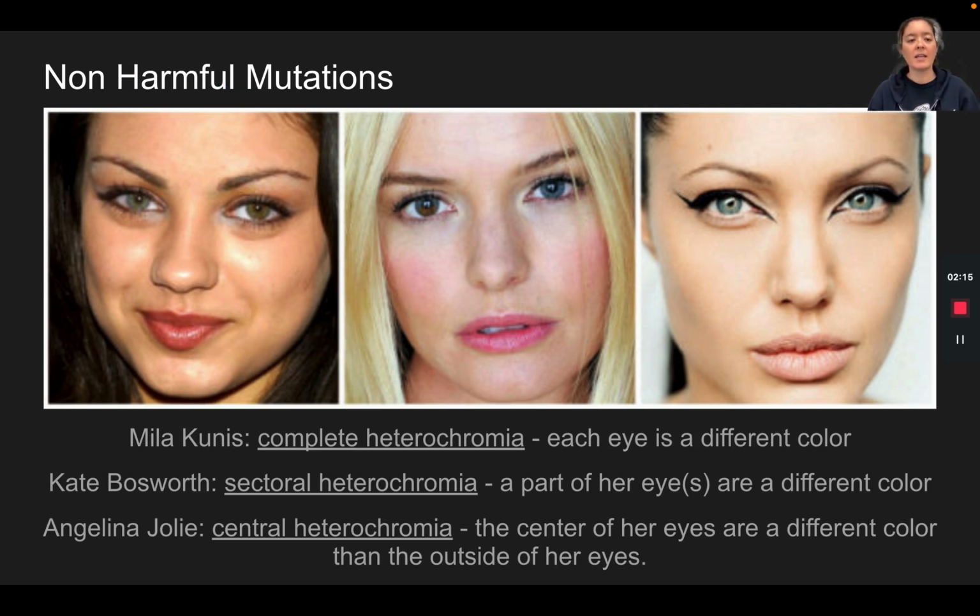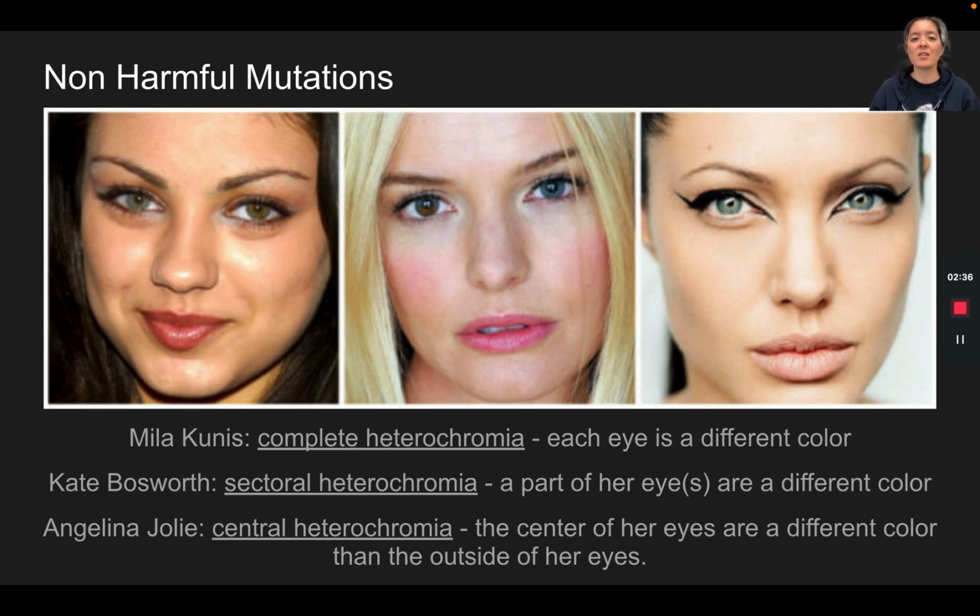In the middle is Kate Bosworth. She has what's called sectoral heterochromia. So there's a section of her eye that is different than the rest of her eye color. One of her eyes has a section of brown, while the rest of it is blue, and then her other eye is completely blue.